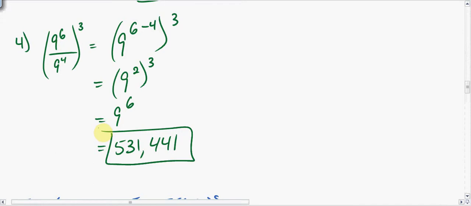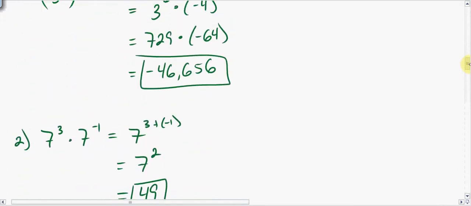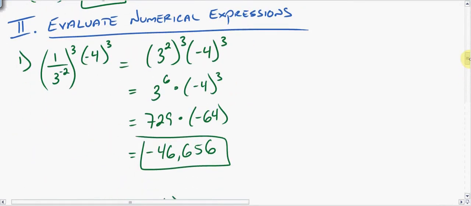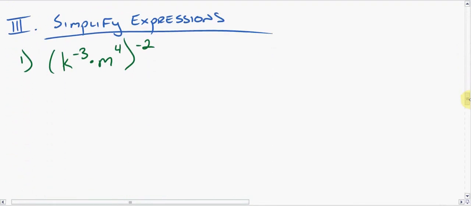So there are those 4 problems. All of these 4 problems included only numbers, no variables whatsoever. The next step is to add variables. So we're going to work with variables and we're going to work with numbers. Now instead of evaluate, we are going to simplify as best we can. I have the product of k raised to the negative 3rd power times m raised to the 4th power, and that's all raised to the negative 2nd power.